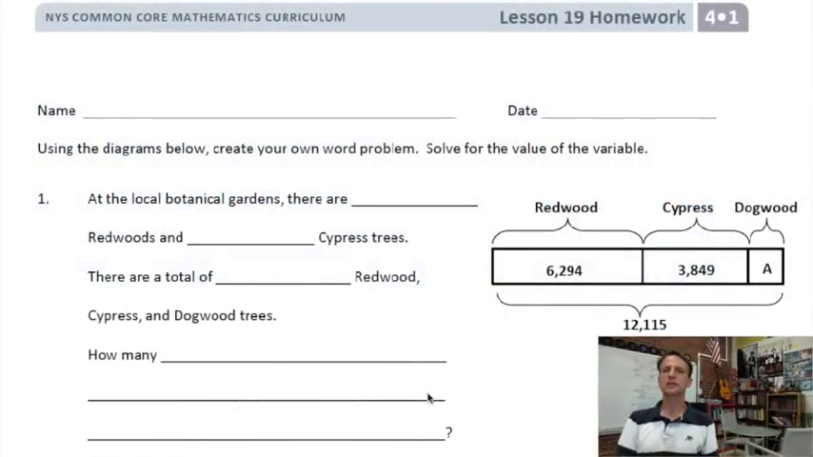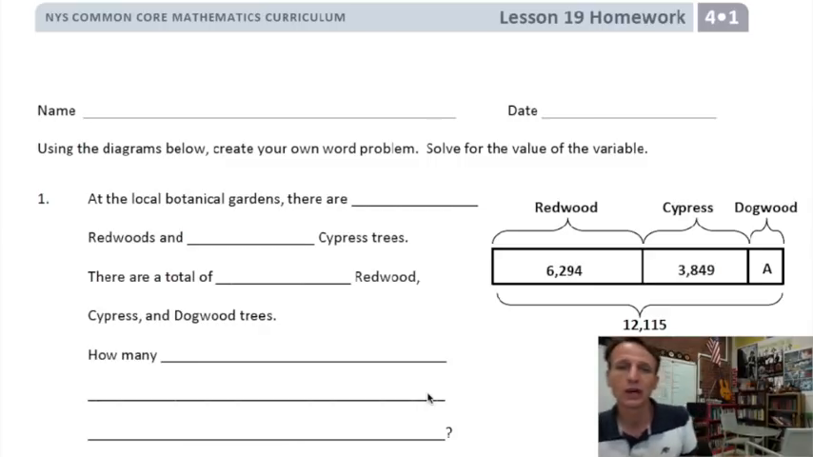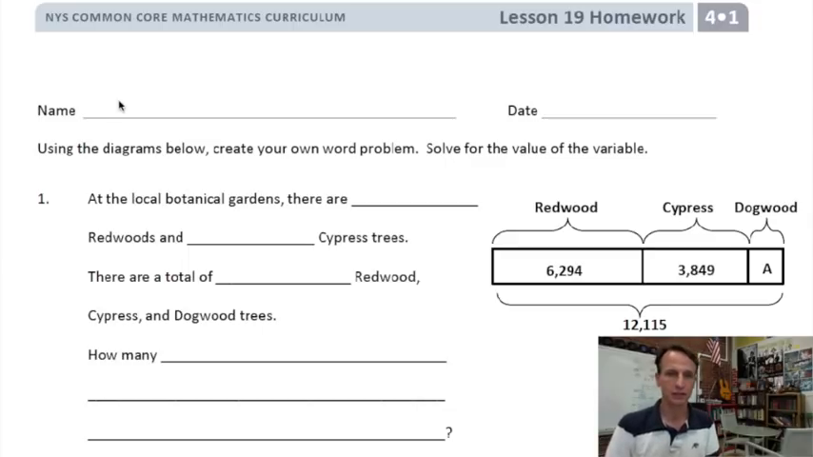Homework time. Here we go. The final homework lesson in Module 1. This is where you put it all together and you really make it work for you, because you write the word problems today. Let's jot our names down to start off with.